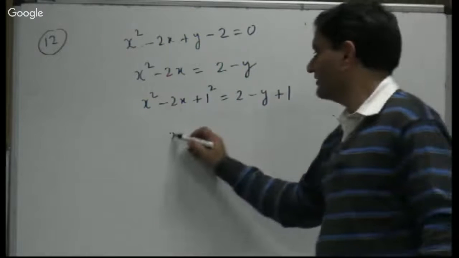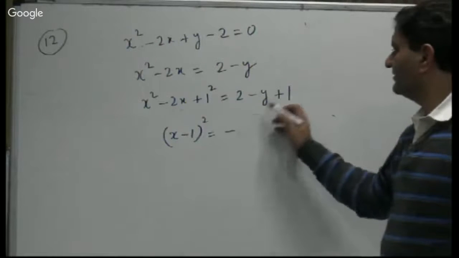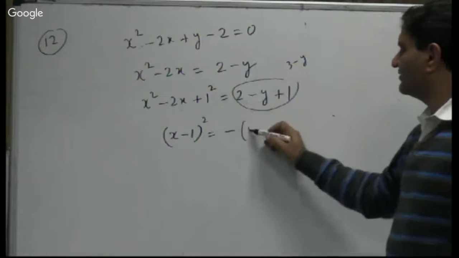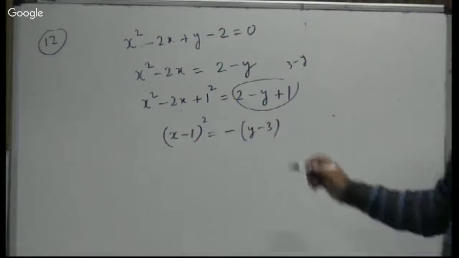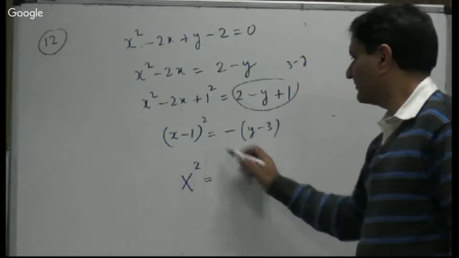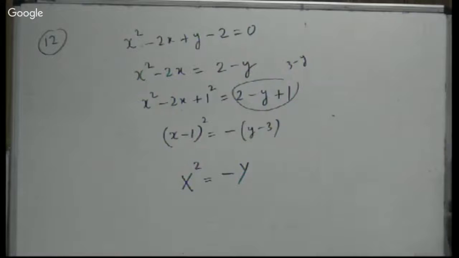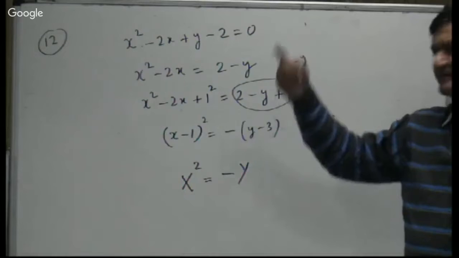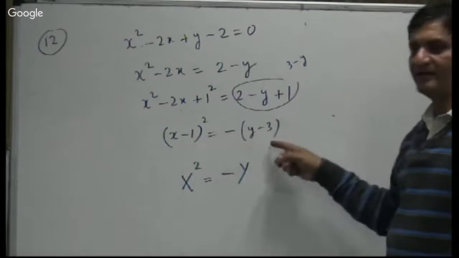So this is x minus 1 whole square. And this, you take minus common. This is 3 minus y, right? So if you take minus out, it will be y minus 3. Now what I have told you, equation is x square is equal to minus y. So here, just by looking at it, you can say vertex is 0, 0. But if you have to go to the original axis, the vertex will be what? You equate this equal to 0, so the vertex is 1 and 3.